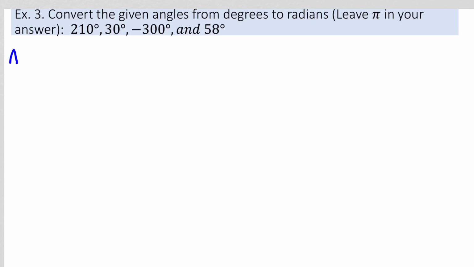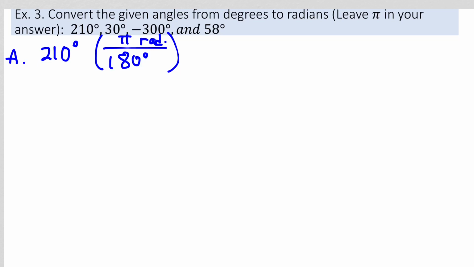So the first one, let's call it A, 210 degrees. So we want the degrees to cancel. So the 180 degrees is going to be in the bottom, and the pi radians will be in the top. Turns out that we don't often write the units radians. You very well could, but most of the time we just leave it off. It's just understood to be there.